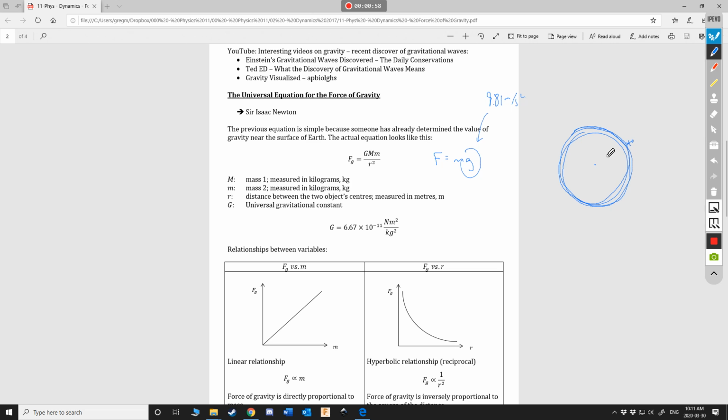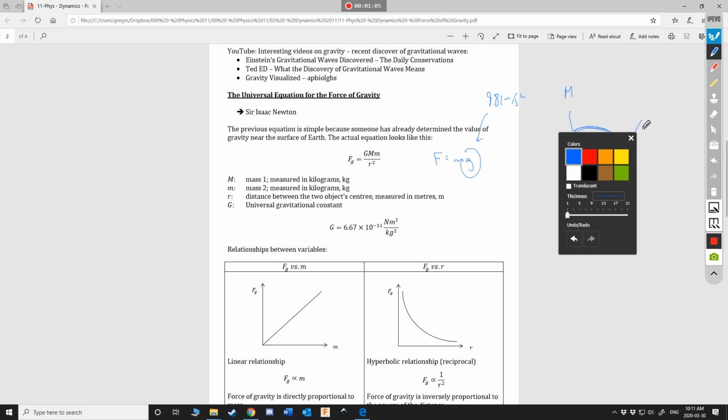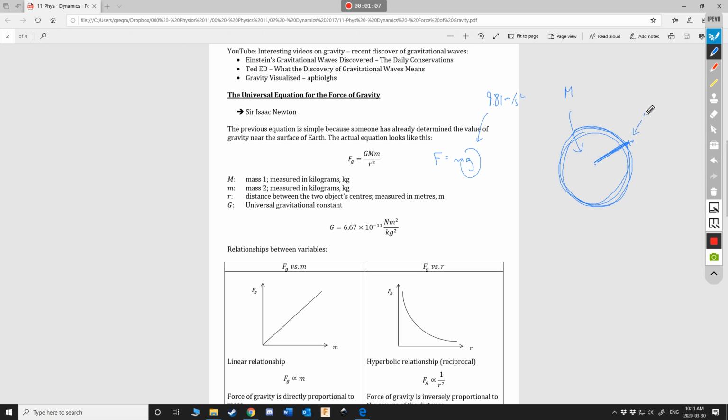So in this case, r would be the distance from our centers. Big M would be the mass of the Earth. Little m would be the mass of the other object, in this case you.